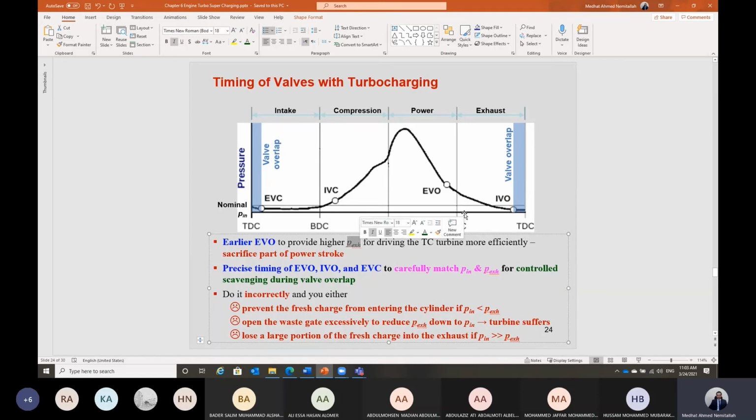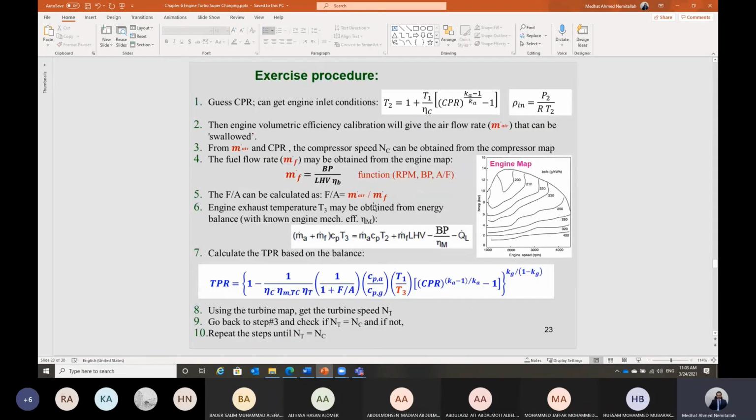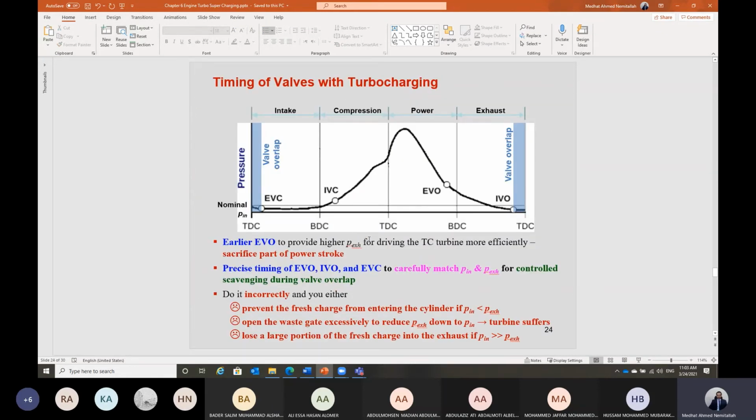But usually if you open the exhaust valve too early, that means we are losing part of the pressure during the expansion stroke. We are losing part of the expansion work in this case. And we have to optimize the operation of the exhaust valve. We can open it at the point that will give a temperature of the exhaust gases equal to T3, which we have calculated based on this exercise. Okay?